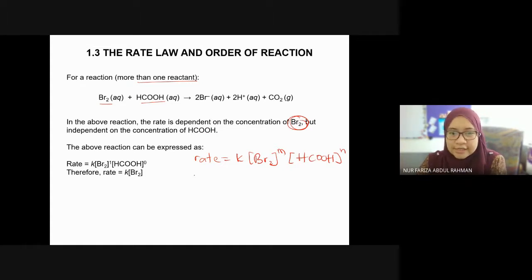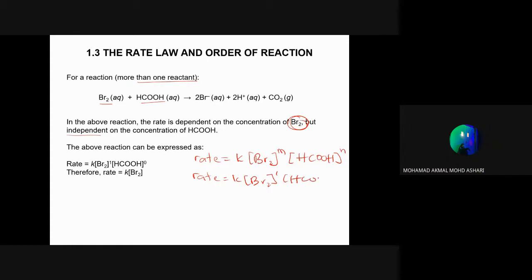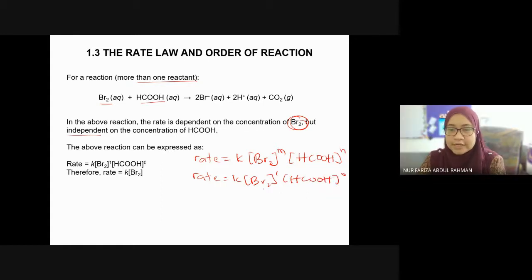So now we can determine that rate is equal to Br2 to the power of 1. Okay, how about HCOOH? It is independent of the concentration of HCOOH. Independent means there is no effect on the rate if you increase the concentration of HCOOH. So we know it is zero order. Zero. Okay, let's simplify this into a new rate law. So it will be k[Br2], without the other term because that one is equal to 1.